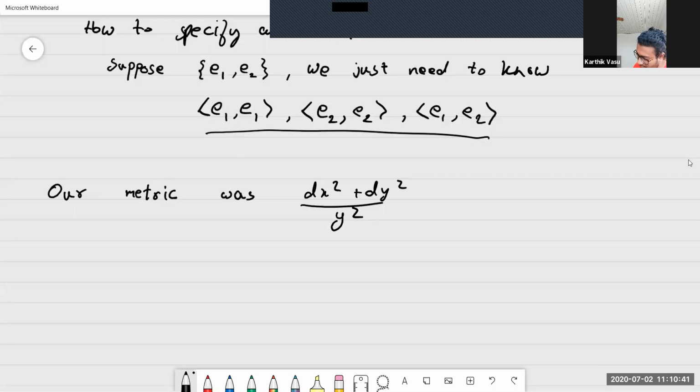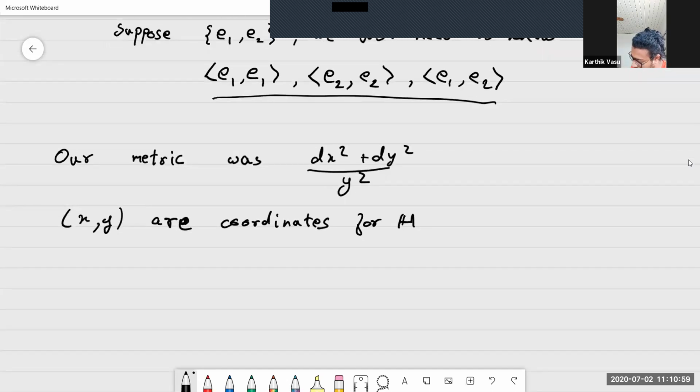Okay. So now x, y act as coordinates for H, the upper half space. By this I mean H is covered by a single chart. So whenever your manifold is covered by a single chart, we can talk about metrics like this. Whenever you see this, you can only talk about this when there is only one chart.